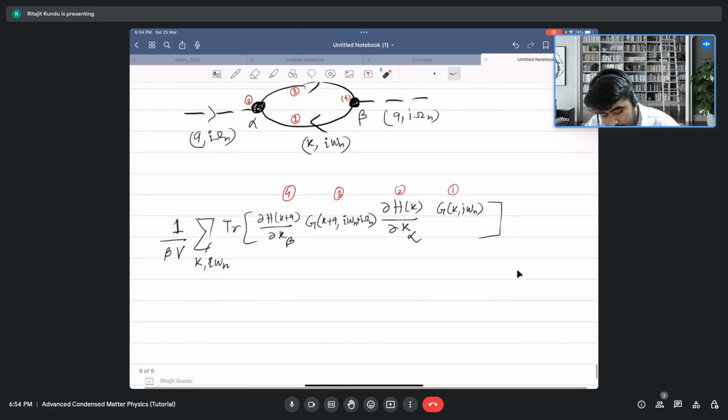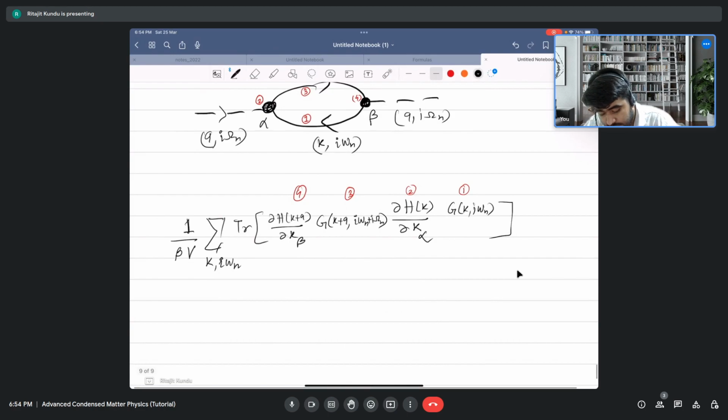Okay, so now this is your full correlation function, pi q I omega n, alpha beta, for these two Cartesian directions, x and y, or if you have 3D then z as well. So then you calculate this, okay, and then you divide by omega, that will give you the conductivity.